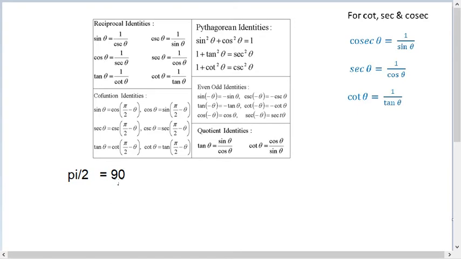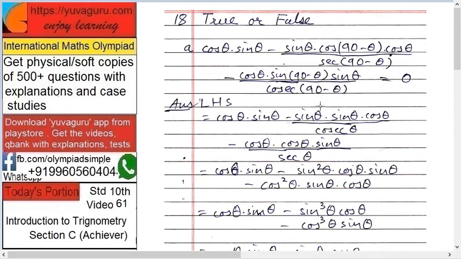Sec theta equals to cosec of 90 minus theta and cosec theta equals to sec of 90 minus theta. Pi by 2 means 90. Pi is in radians and these 90 is in degrees. Okay, it's one and the same thing. So what we get? Second term, sin theta into sin theta again into cos theta upon sec of 90 minus theta, cosec theta. Alright. Now third term, cos theta as it is, sin 90 minus theta is cos theta, again sin theta and cosec of 90 minus theta is sec theta.